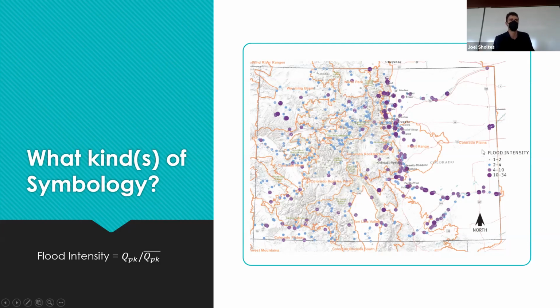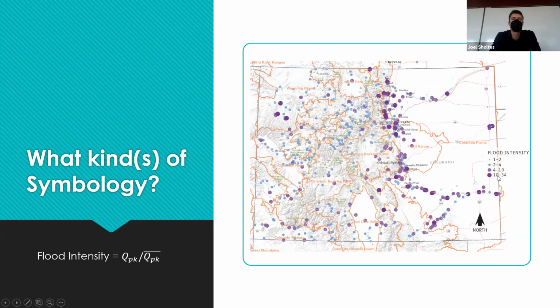So in this case, we have proportional sizes, so greater flood intensity, which I have defined here as the peak discharge at a gauge divided by the average peaks of that gauge. So we get bigger circles, and I also made them darker and different colors. So I tried to do a little bit of everything to really make the more intense stream gauges pop out, and also not overshadow the ones that are close in proximity.